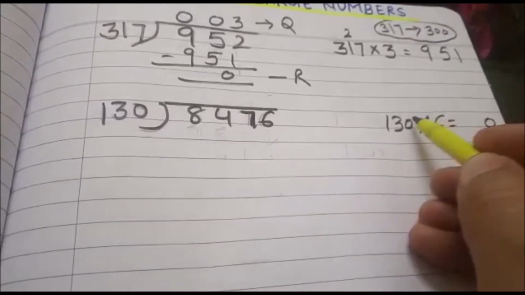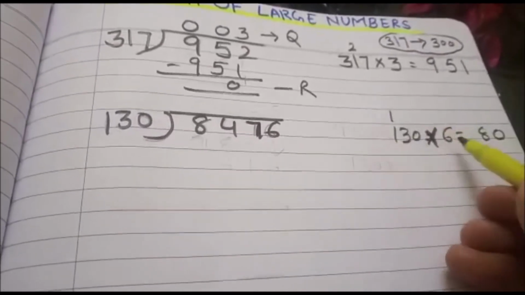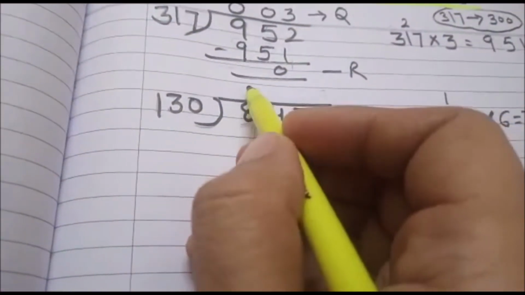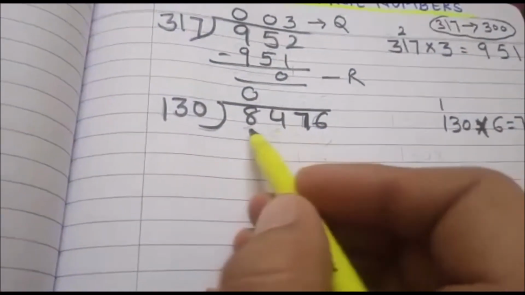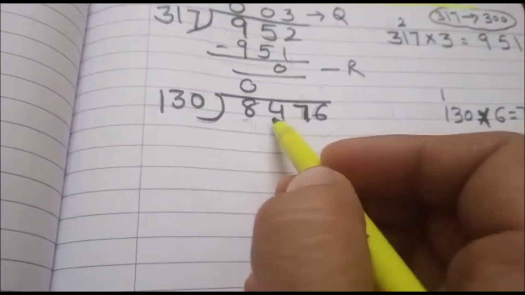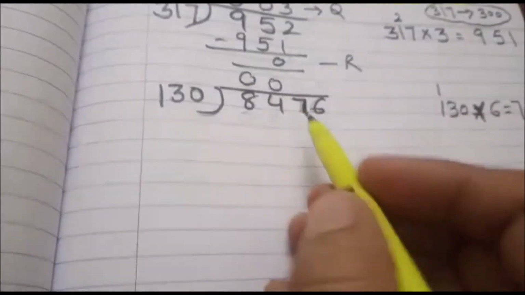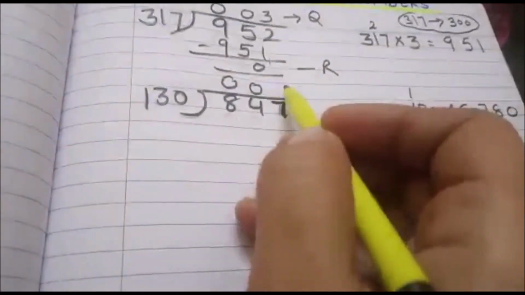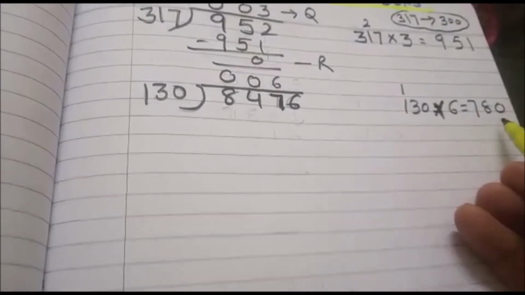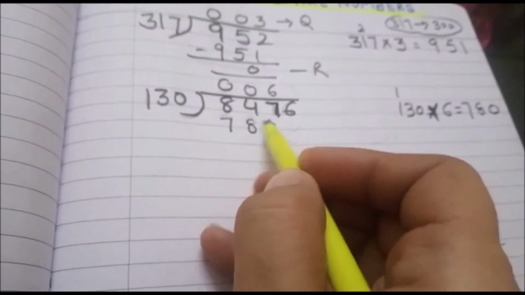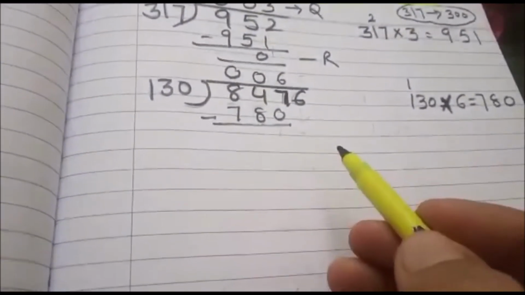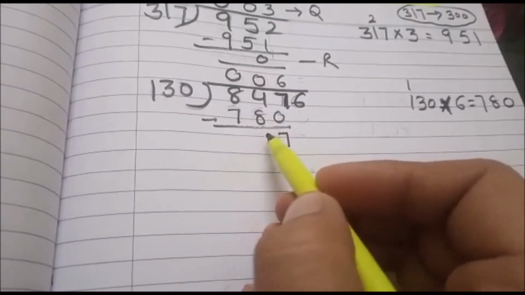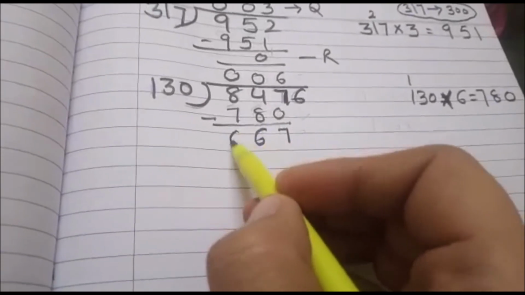3 zeros are 0, 6 threes are 18, 1 carry over, 6 ones are 6 and 1 is 7, 780. But 8 is smaller, so above 8 we will write 0. 84 is also smaller than 130, so write 0 above 4, and above 7 we will write 6 as a quotient, and 780 below 847, and then find the difference. 7 minus 0 is 7, 14 minus 8 is 6, and 7 minus 7 is 0.